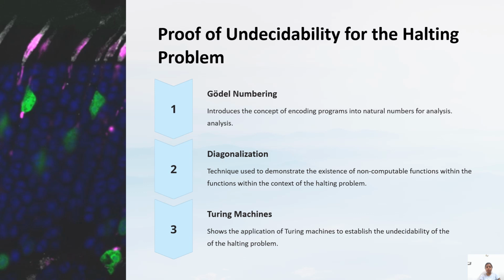Proof of undecidability for the halting problem. Gödel numbering introduces the concept of encoding programs into natural numbers for analysis. Diagonalization: a technique used to demonstrate the existence of non-computable functions within the context of the halting problem. Turing machines: the application of Turing machines to establish the undecidability of the halting problem.